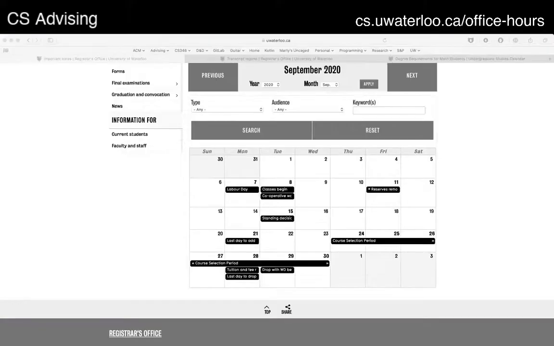So I'm going to point you at a couple things online. Let's go to the course calendar first. So the big question is, where do we start, right? So we're going to start at the registrar's office. It seems like a strange place to start, I know, but basically the impact of dropping a course really depends on when during the term you drop it.